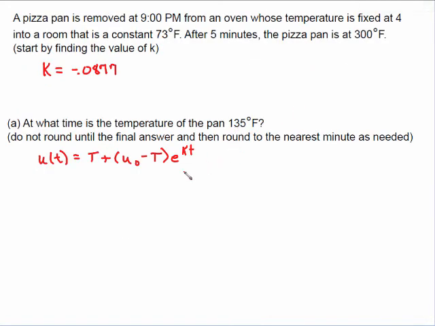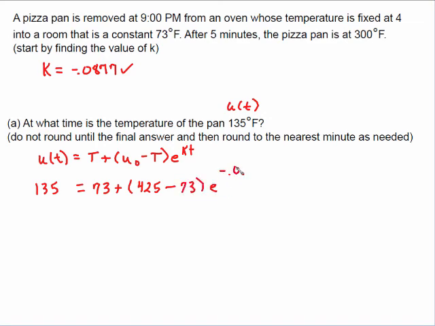This next question is going to ask us to solve an equation algebraically. Just as a reminder, here's the information we had on the other page. Here was our k value, but we've got it stowed in the calculator. So now it wants to find out at what time is the temperature of the pan down to 135 degrees. That is our U of T. So we want to find out when it gets down to 135. Capital T is still the ambient temperature, which was the 73 in the room. U sub 0 is still the 425 that came out of the oven, minus the 73.